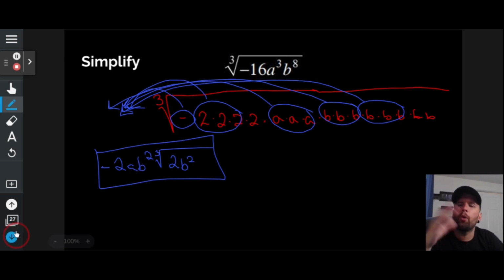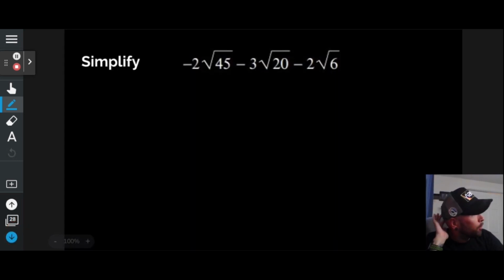Same rules apply for 4th roots and 5th roots and stuff like that, but we're not going to lose sleep over it. Let's see if we can simplify these guys first. The way you would combine like terms if they're square roots is you would combine them as if they're regular like terms. Like if you were an A and if you were an A, then we would do like negative 4A. Oh, but you're not. You're a root 45 and you're a root 20 and you're a root 6.